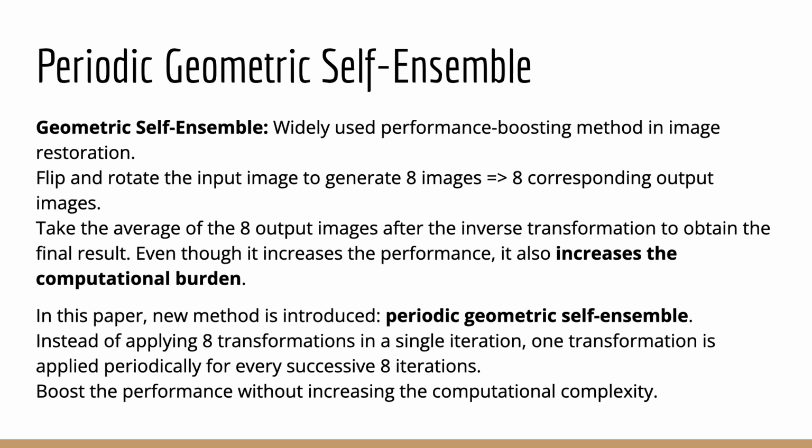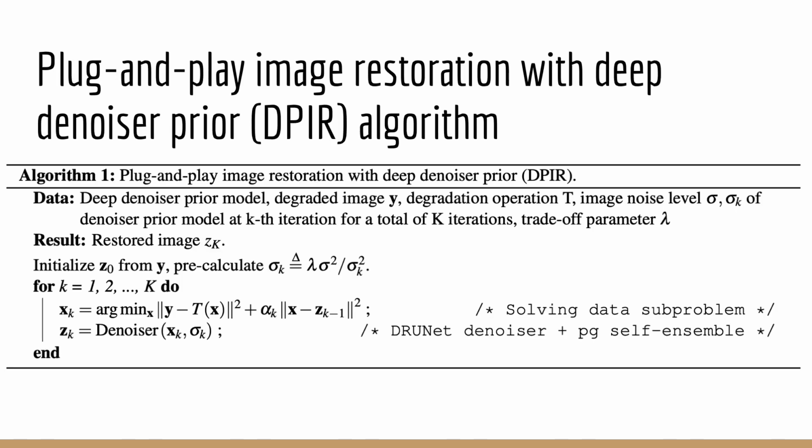So in this paper, a new method is introduced, periodic geometric self-ensemble. Instead of applying 8 transformations in a single iteration, they do this periodically for every successive 8 iterations. So they manage to boost the performance without increasing the computational time. And here you can see their algorithm, as we already explained. They do this iteratively for 1 to capital K.